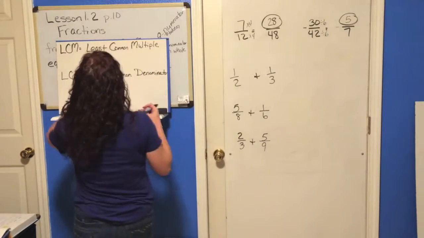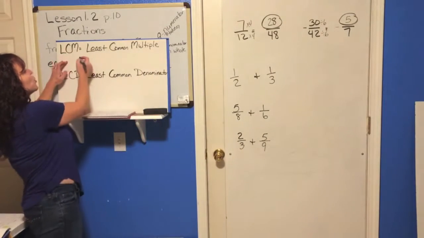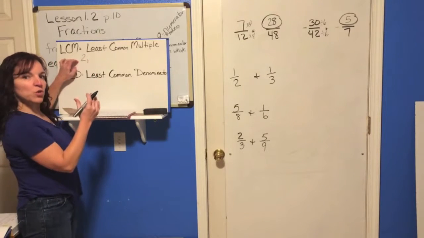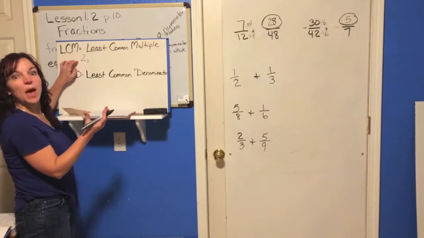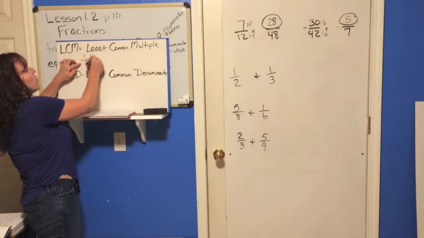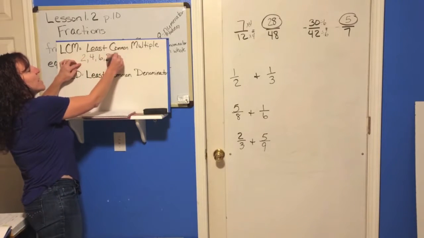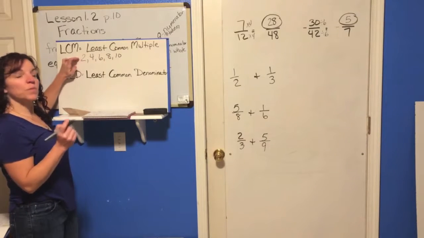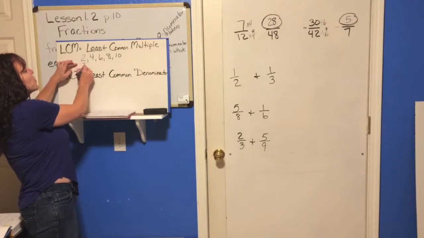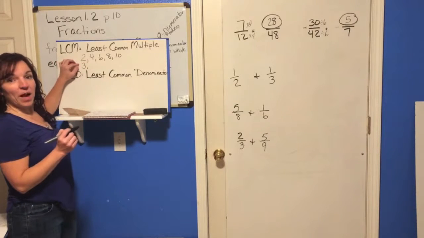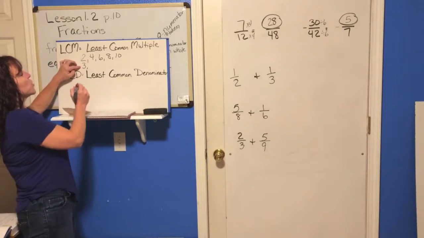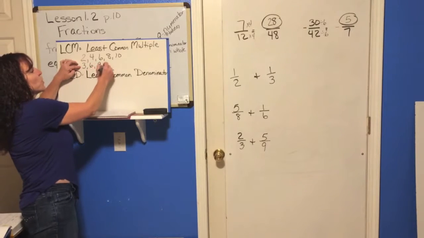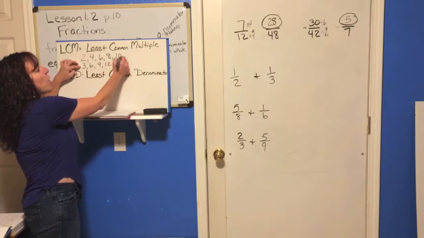So something like the multiples of 2 would be 2 times 2 and 2 times 3 and 2 times 4 and 2 times 5. So just count by twos: 2, 4, 6, 8, 10. Those are the multiples of 2. If we want the multiples of 3, we've got to count by threes. So 3 times 1 is 3, 3 times 2 is 6, 3 times 3 is 9, 3 times 4 is 12, and on we go.